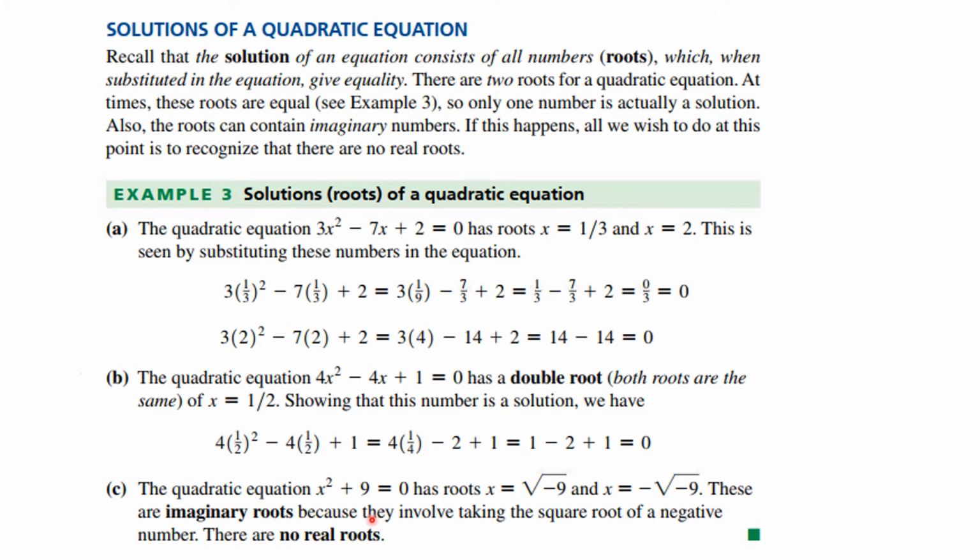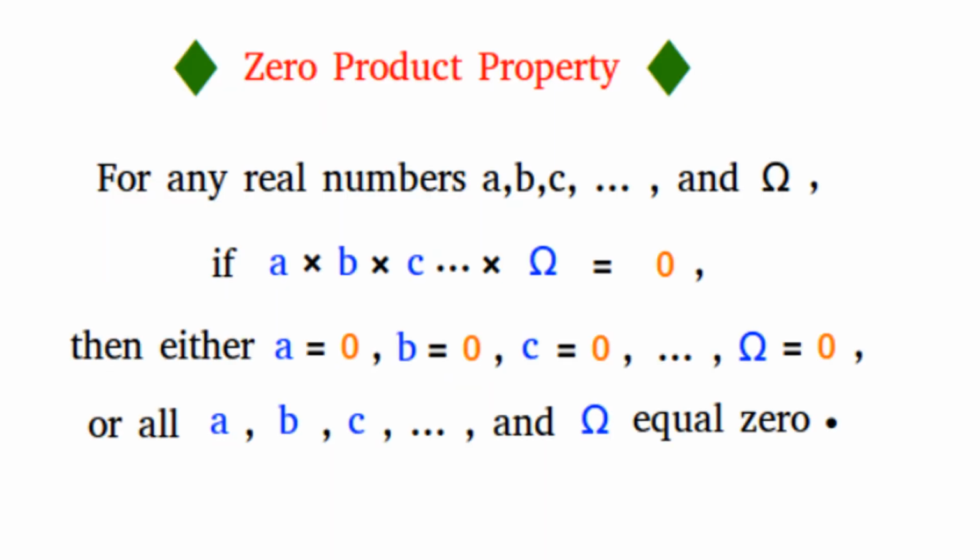And here, if I have x squared plus 9, the roots are not going to exist as real numbers because if I take any real number and square it, I will get a positive number. I add a positive number 9, I have a positive number, not 0. So here there are no real roots.